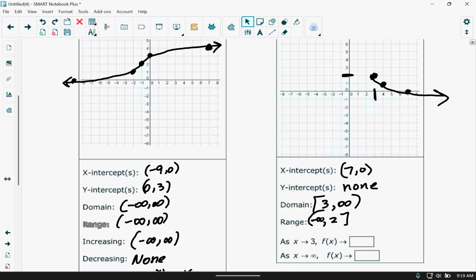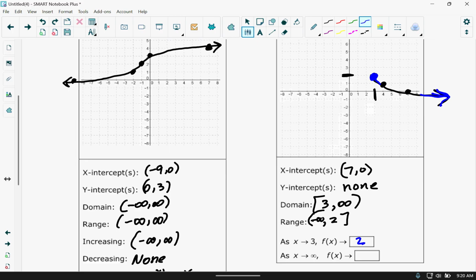So the first one says as x approaches 3. When we're talking about x approaching 3, we're talking about it approaching this point right here. They want to know where y is going. Well, y is going to 2. And then as x approaches infinity, that's going to be this end.